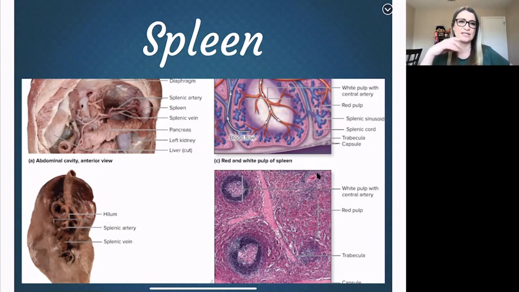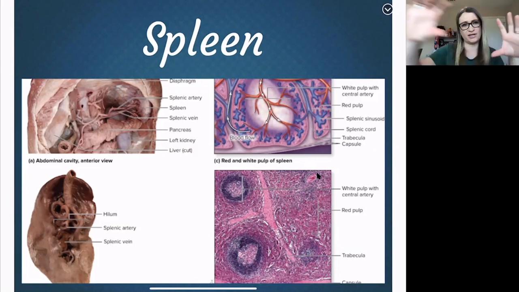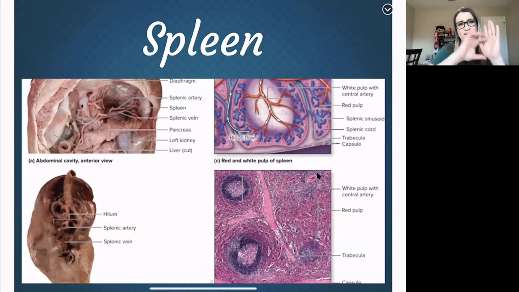Spleen is located in your upper left quadrant of the body. You can actually see the pancreas right here. The tail of the pancreas would be touching the spleen, okay? And it kind of goes along the side of your body like that. Well, you can't see that, but it's kind of a curved organ there.